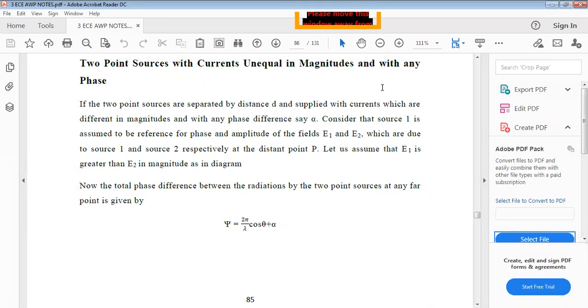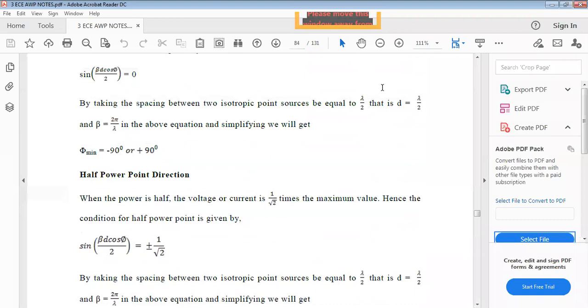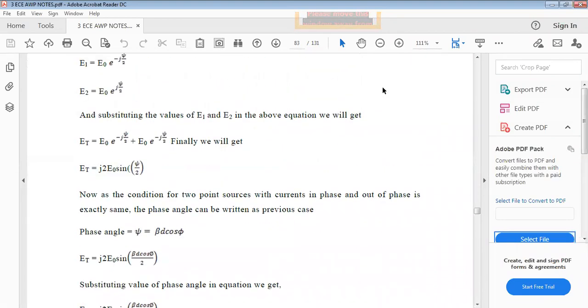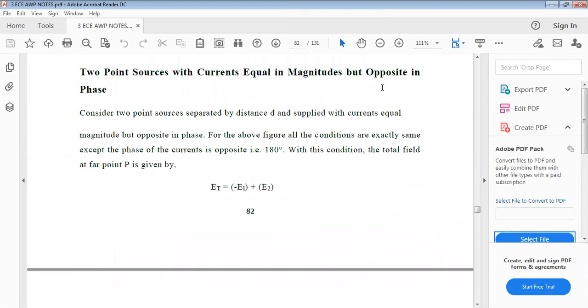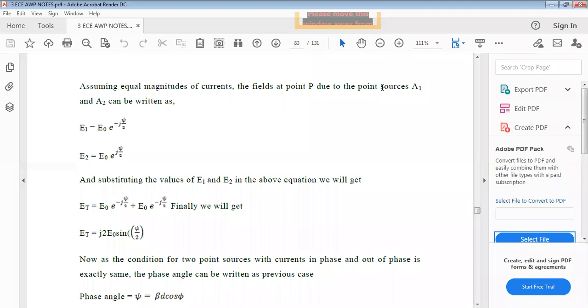See here, this is the unidentical. When we dealt with identical, we got the expression, see here, beta d cos phi by 2, where psi is replaced with beta d cos phi. Similarly, this is the expression for unidentical. What is the difference between identical and unidentical?